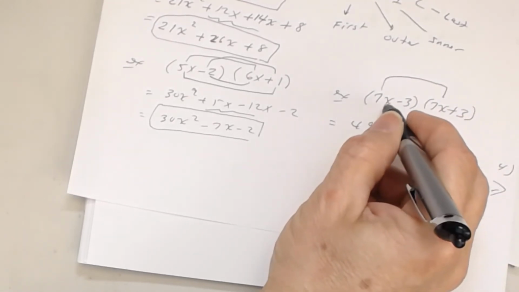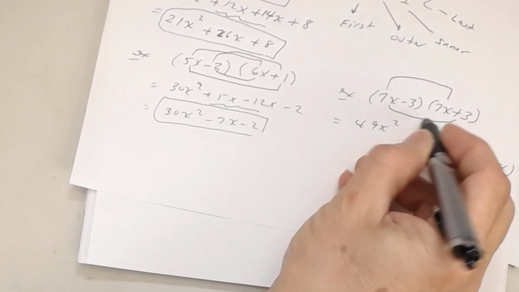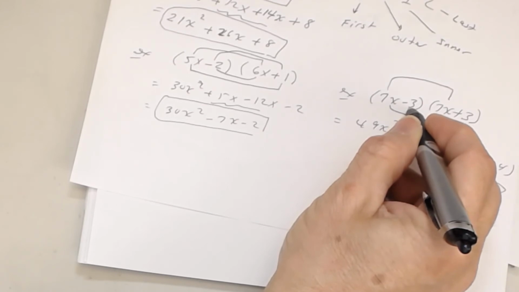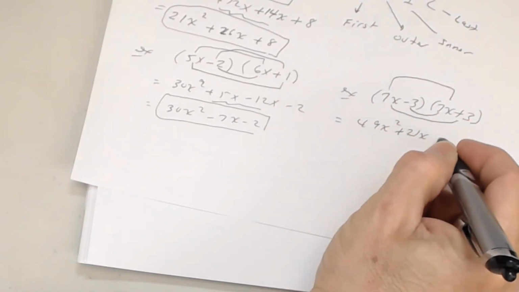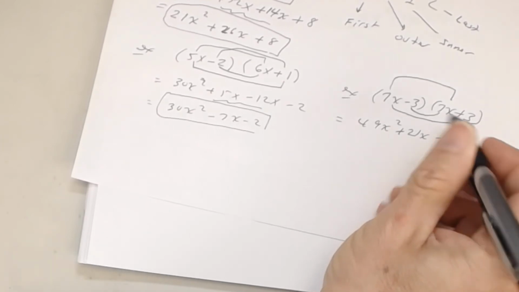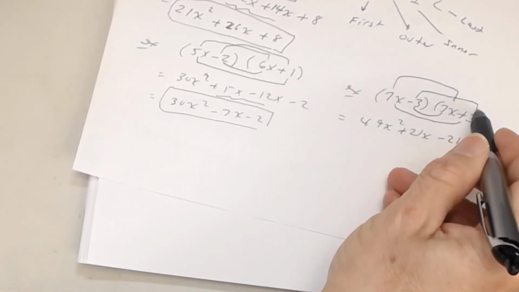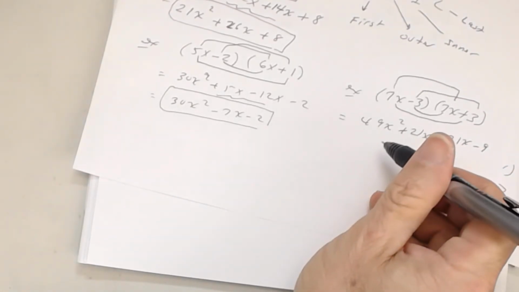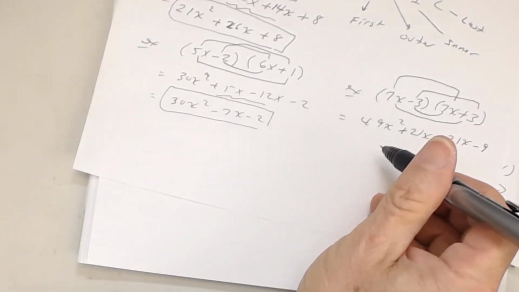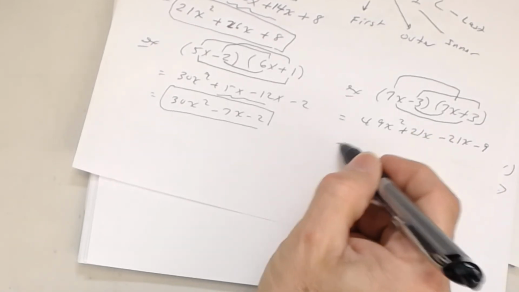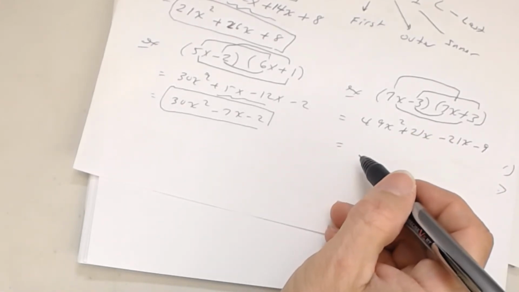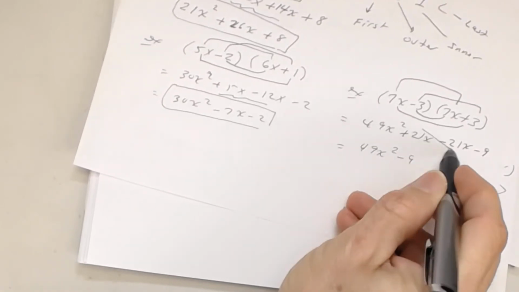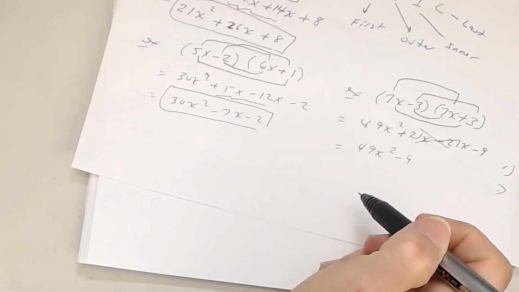Okay. Outer, 7x times what? 3 is 21x. Okay. Inner, negative 3 times 7x is negative 21x. And then the last, negative 3 times positive 3 is negative 9. Combine like terms. What do you notice about those terms? Yeah, they add to be 0. So your answer is only going to have how many terms in it? 2. What are they? 49x squared minus 9. Yeah, because this turns out to be 0, right? Okay.